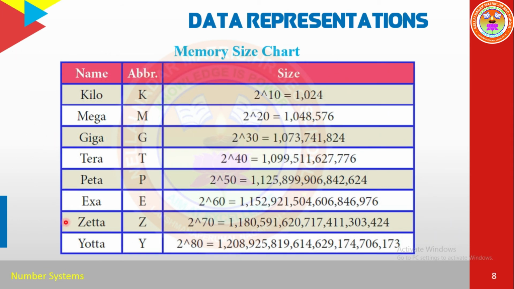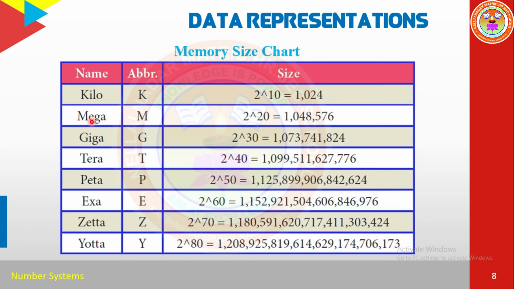This is a memory size chart. Note it down in your textbook as well, and know these memory size values. The name is Kilo, the abbreviation is K, and the size is 2 to the power of 10. The caret symbol is the exponential or power symbol, used only for exponential calculation, that is power calculation. So 2 to the power of 10 is equal to 1024 bytes.